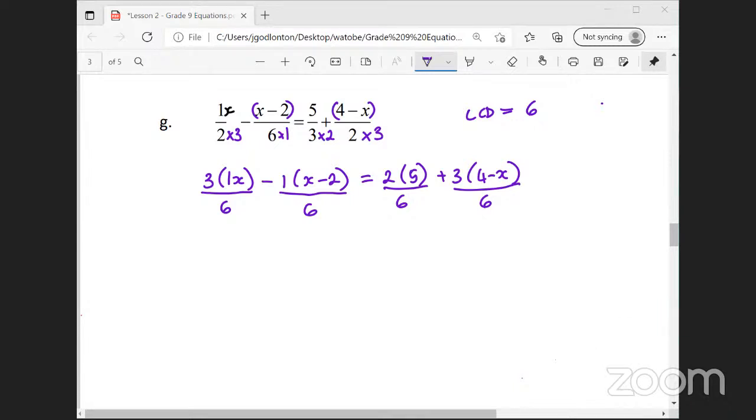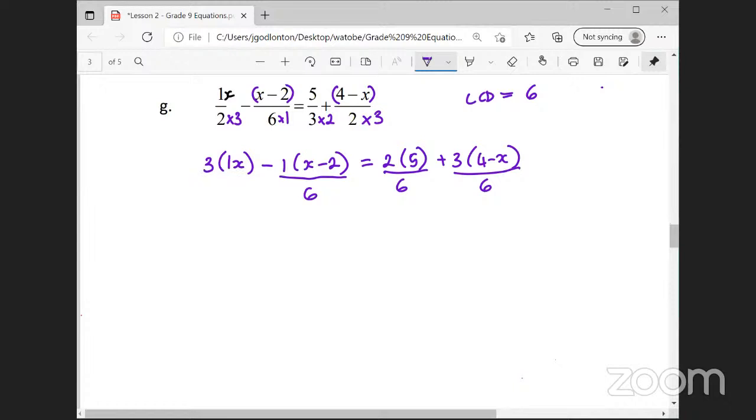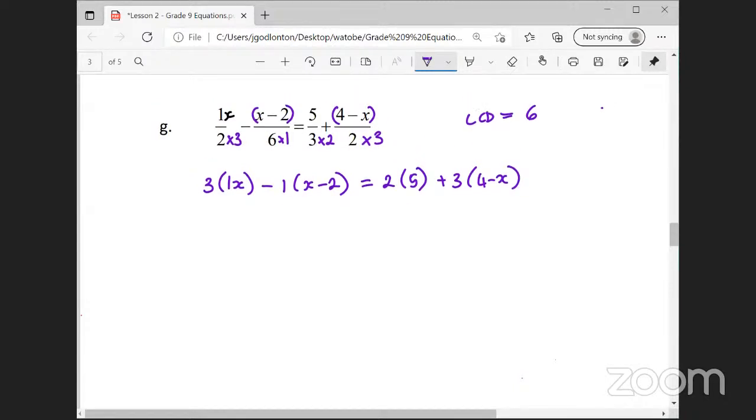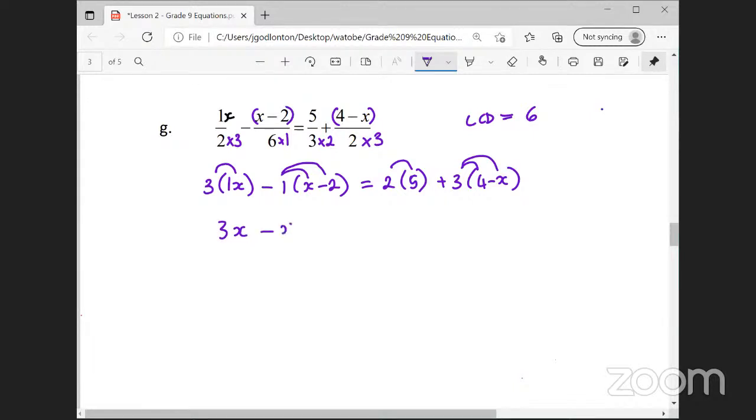All right. Now that they have the same denominator, we get to get rid of our denominator. So I get to just erase mine, but yours would obviously be another line. Okay, so I'm just going to be sneaky and get rid of mine like this. Next step is we need to do our distribution. We're just going to multiply everything into their own brackets. So 3 times 1x is 3x. Then we're going to have negative x plus 2 is equal to 10 plus 12 minus 3x. So all we've done there is we've multiplied everything else.